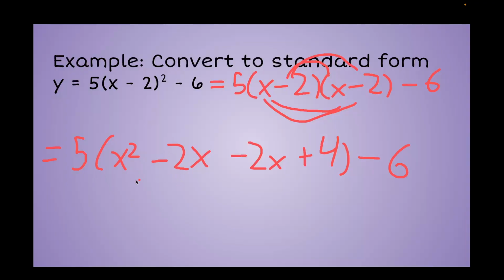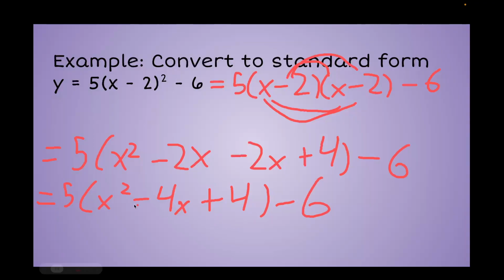Or actually, we want to combine like terms. Oh man, am I really going to write all this? Fine. So combining like terms here, negative 2x and negative 2x is negative 4x. Okay, and now we want to distribute again. So 5 times x squared is 5x squared. 5 times negative 4x is negative 20x. 5 times 4 is 20.